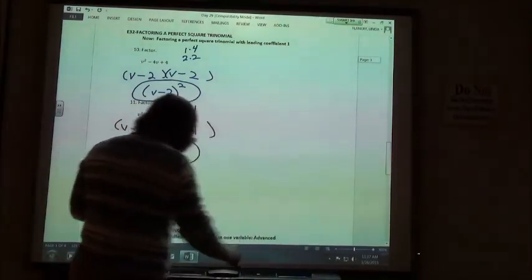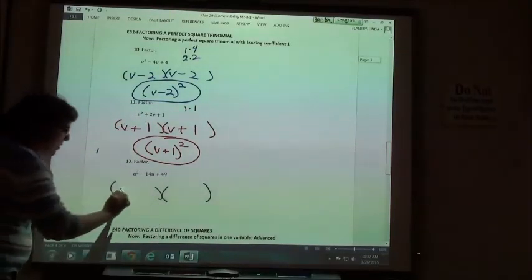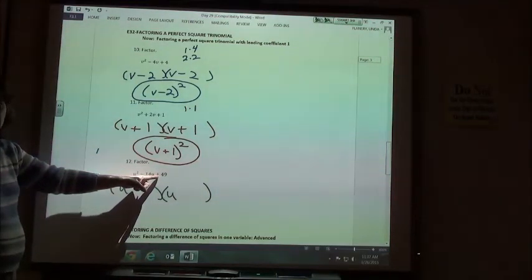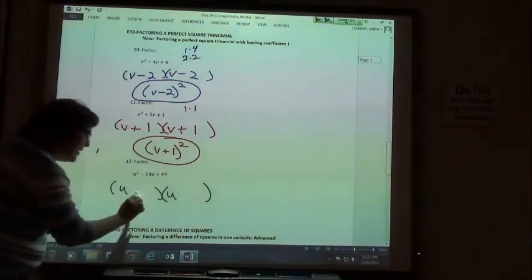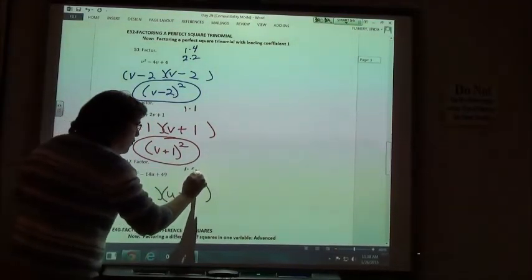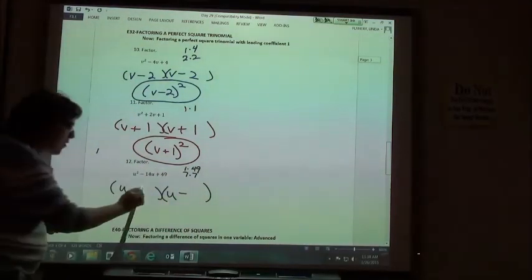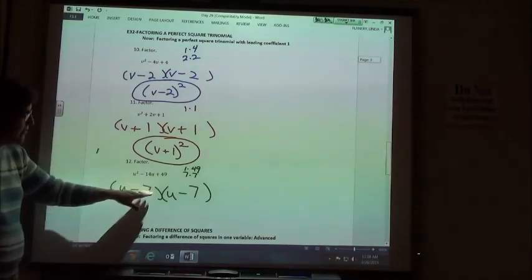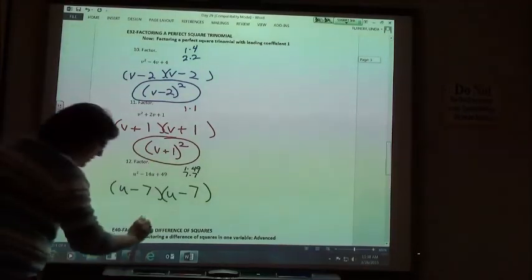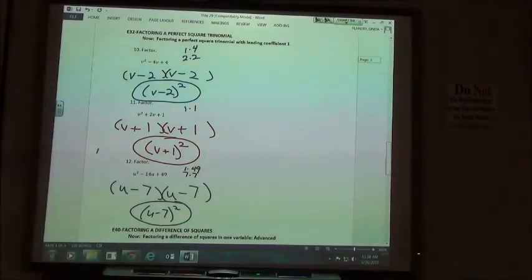Number 12, same kind of thing. I'm factoring. Factors of u squared, u and u. The end is a positive, which means both signs have to be the same as the middle. A negative and a negative. Factors of 49, 1 and 49 or 7 and 7. Which pair adds up to 14? Well, the 7 and the 7 do. Negative 7 plus negative 7 is the negative 14 in the middle. U minus 7 squared is then going to be your answer.